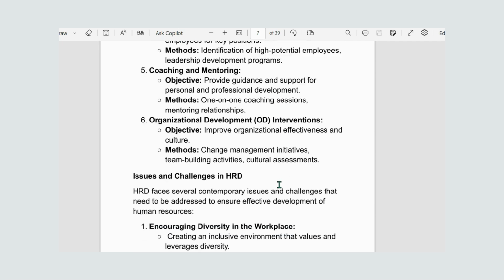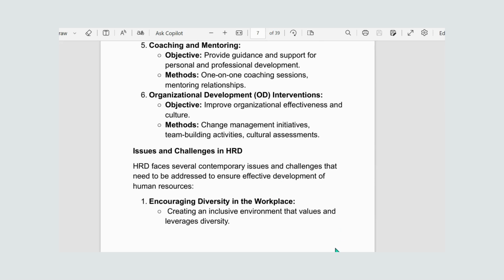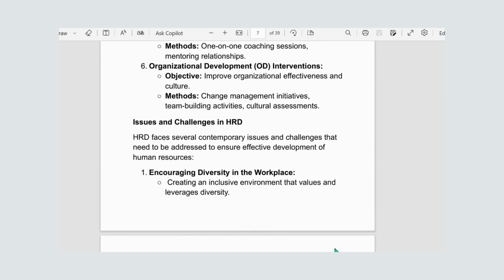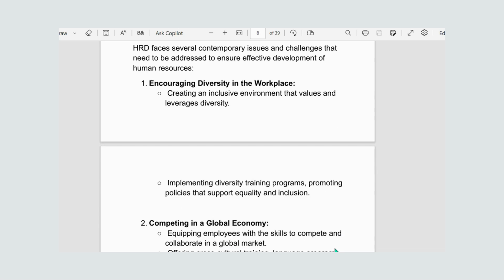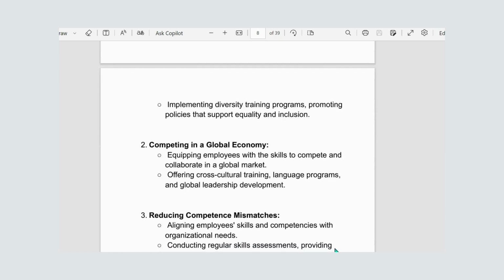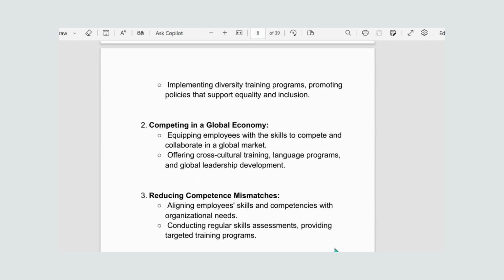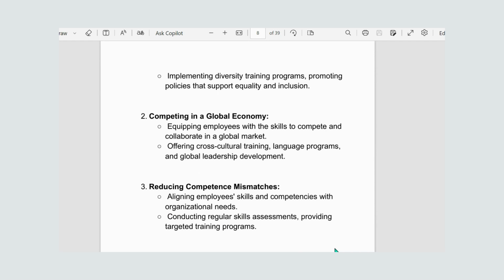Now let's see the issues and challenges in HRD. HRD faces many kinds of issues or challenges. Let's see them one by one. First of all, it is encouraging diversity in the workplace, since it creates an inclusive environment that values and leverages diversity. It implements diversity training programs and promotes policies that support equality and inclusion. Then, competing in a global economy: equipping employees with the skills to compete and collaborate in a global market. It also reduces competence mismatches by aligning employees' skills and competencies with organizational needs.